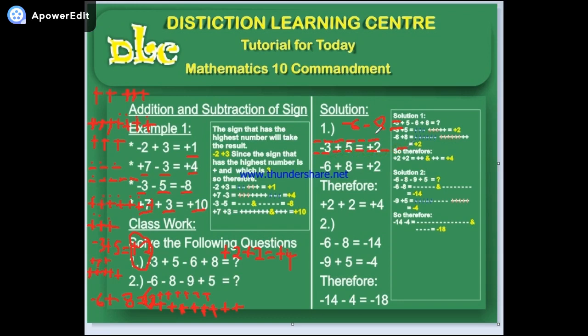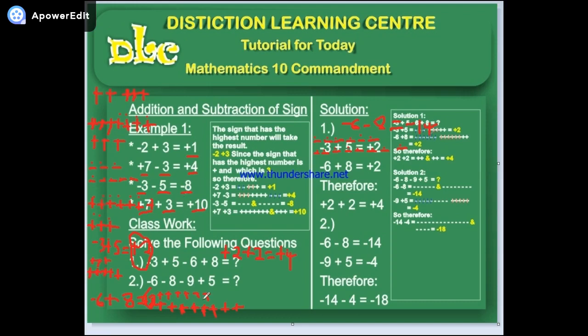Now count all the minus together, so it will be much easier for you. So we have 1, 2, 3, 4, 5, 6, 7, 8, 9, 10, 11, 12, 13, 14. So how many minus do we have there? We have minus 14. So as you can see, the answer for the first section is minus 14.